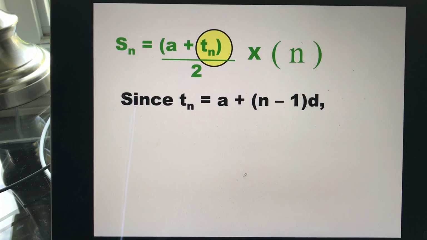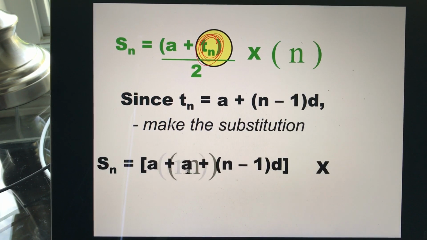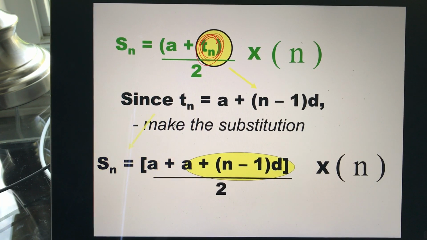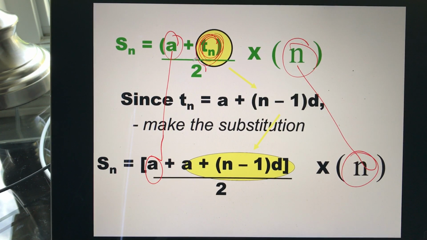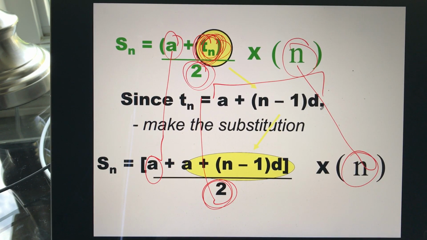Now, we have this formula for t subscript n, the term formula. So what I'm going to do is substitute this t subscript n in for my t subscript n here. It's going to look a little complicated when I do it, but I just want to point out all I've done. Here's my A, my A is still here. My n is still here. The divide by 2 is still there. All I've done is replace this part with this: A plus n minus 1 d. That's all I've done. And now I can simplify this.